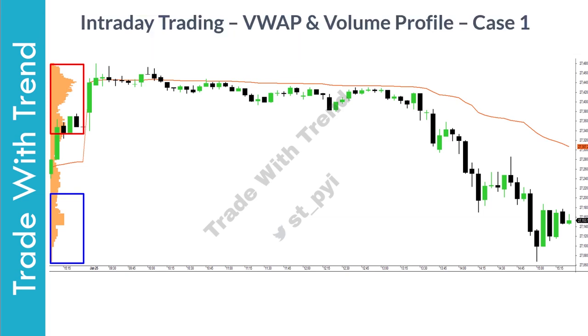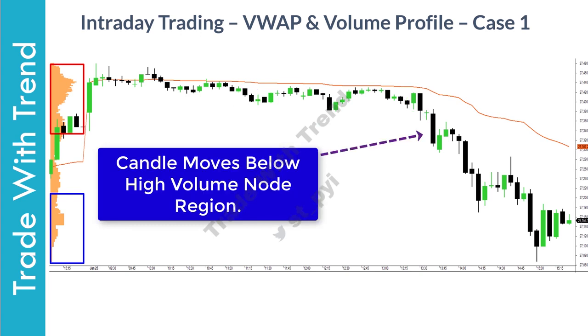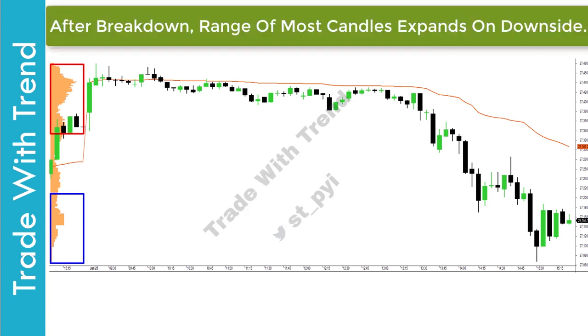Take a look at all the down candles below the VWAP. All these candles are relatively wider than up candles. We then get expansion in range of candles in this region, followed by no meaningful retracement on the upside. Do note that with this candle, price also moves below the high volume node region here. Once this happens, candle range then expands as price moves lower with momentum.